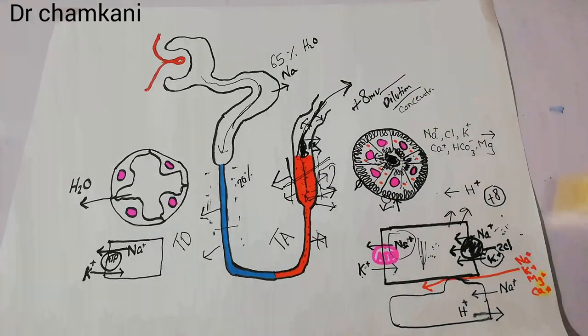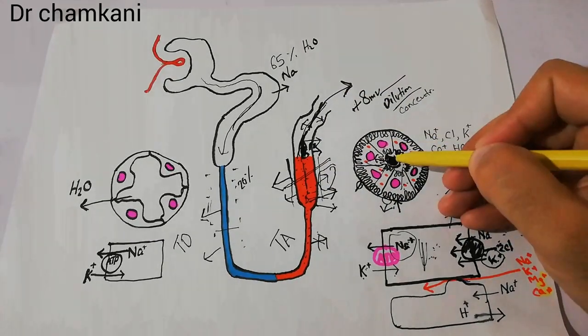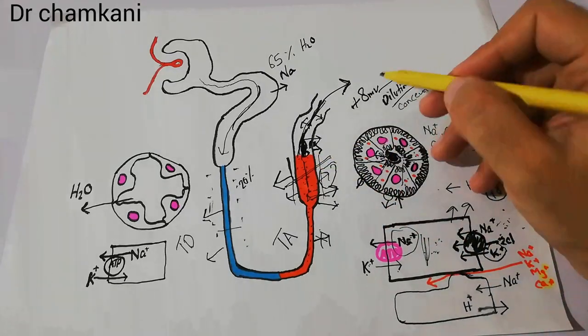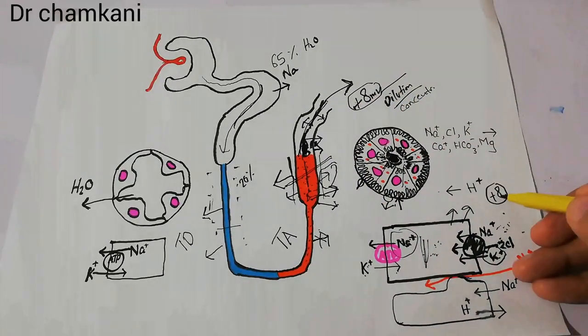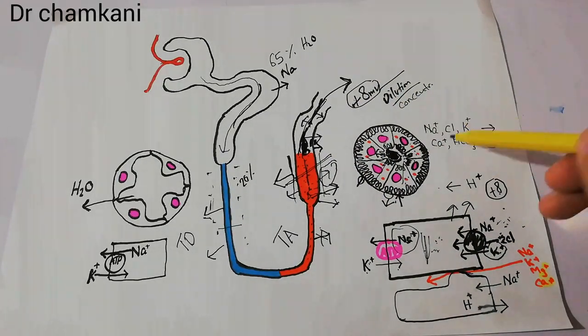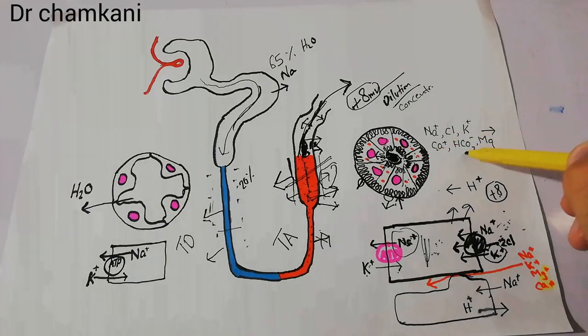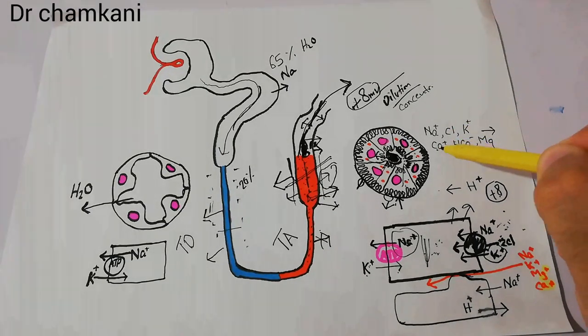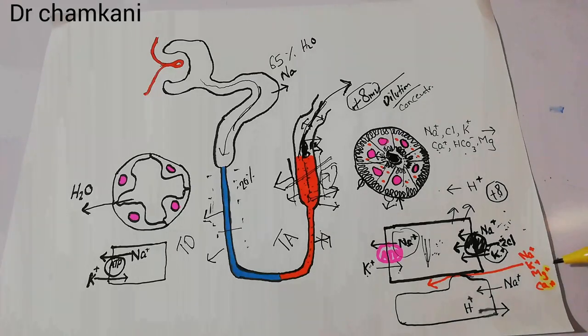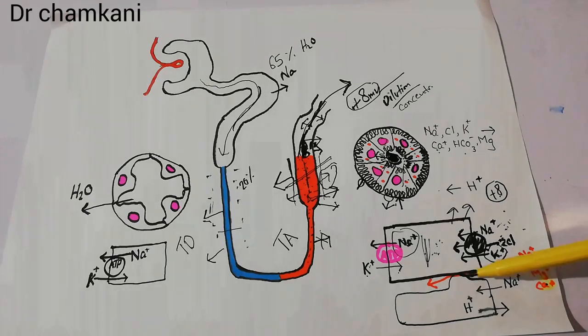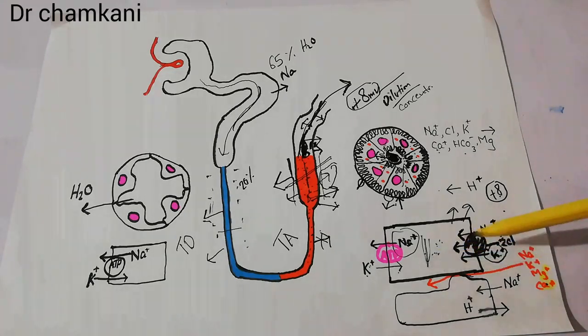So here inside the lumen, this is the lumen, there is some positive charge, plus 8 millivolt. This positive charge will push calcium, bicarbonate, magnesium and some other ions to move. This will push some calcium, magnesium, sodium and potassium to move between the two cells through the paracellular area. It will move different ions between the cells through the paracellular area, and this will help in the reabsorption of these ions.